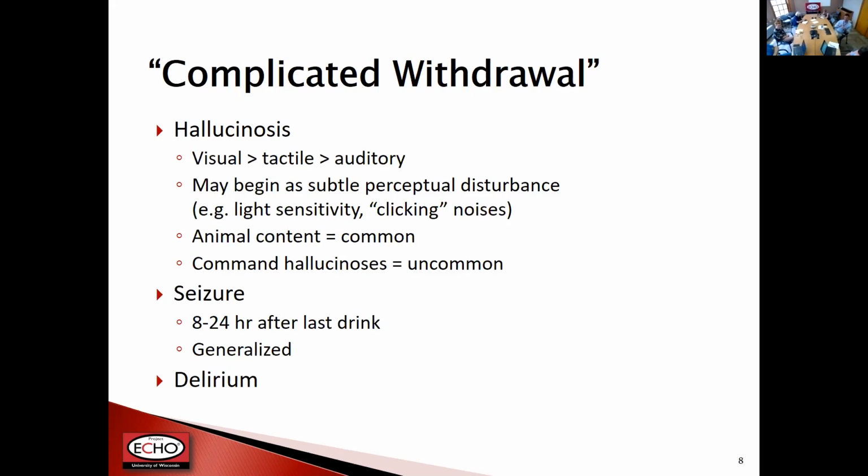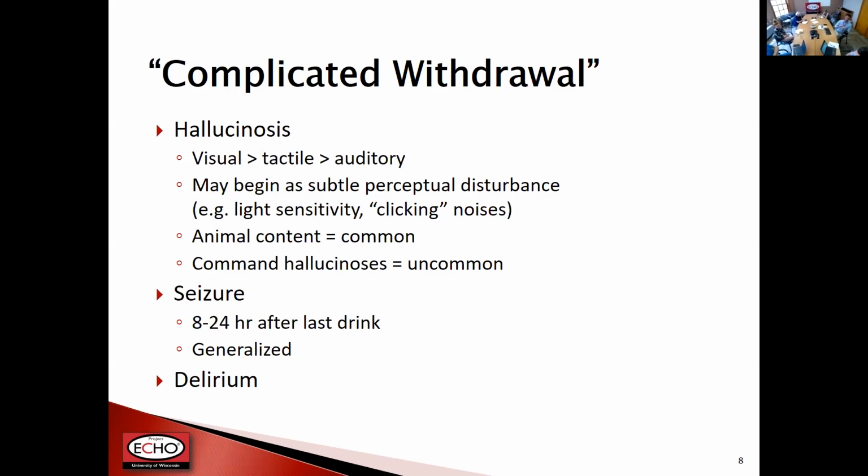Next most common would be tactile hallucinations, commonly what's called formication, or the sense of crawling over the skin, followed by auditory hallucinations. Command hallucinations, however, say auditory hallucinations telling the individual to harm themselves or others, are actually quite uncommon in this setting.